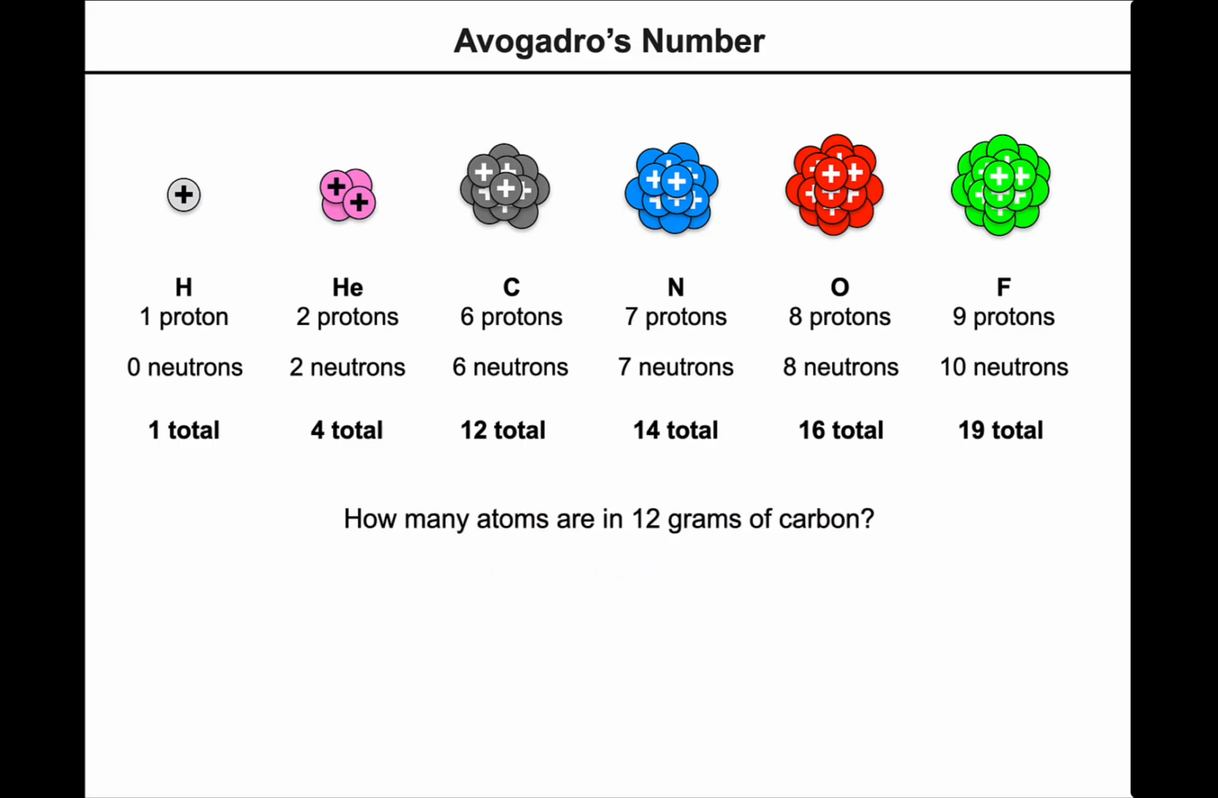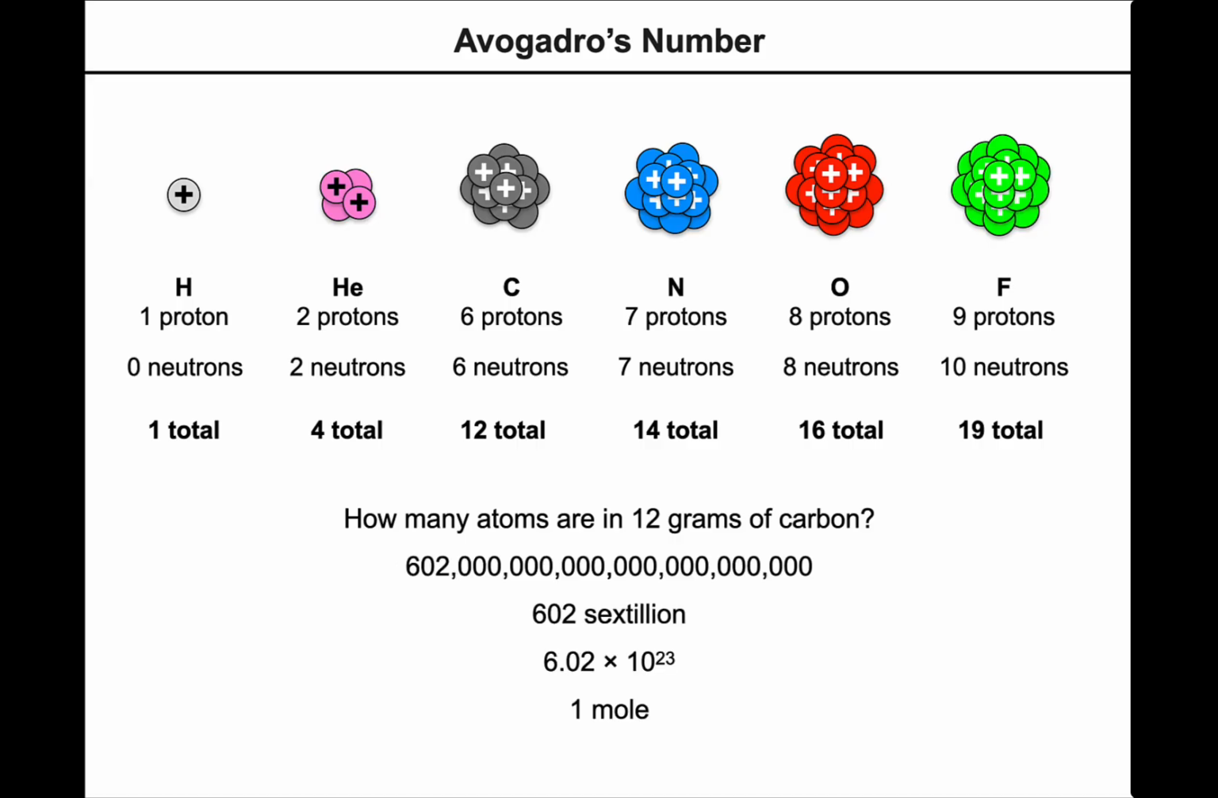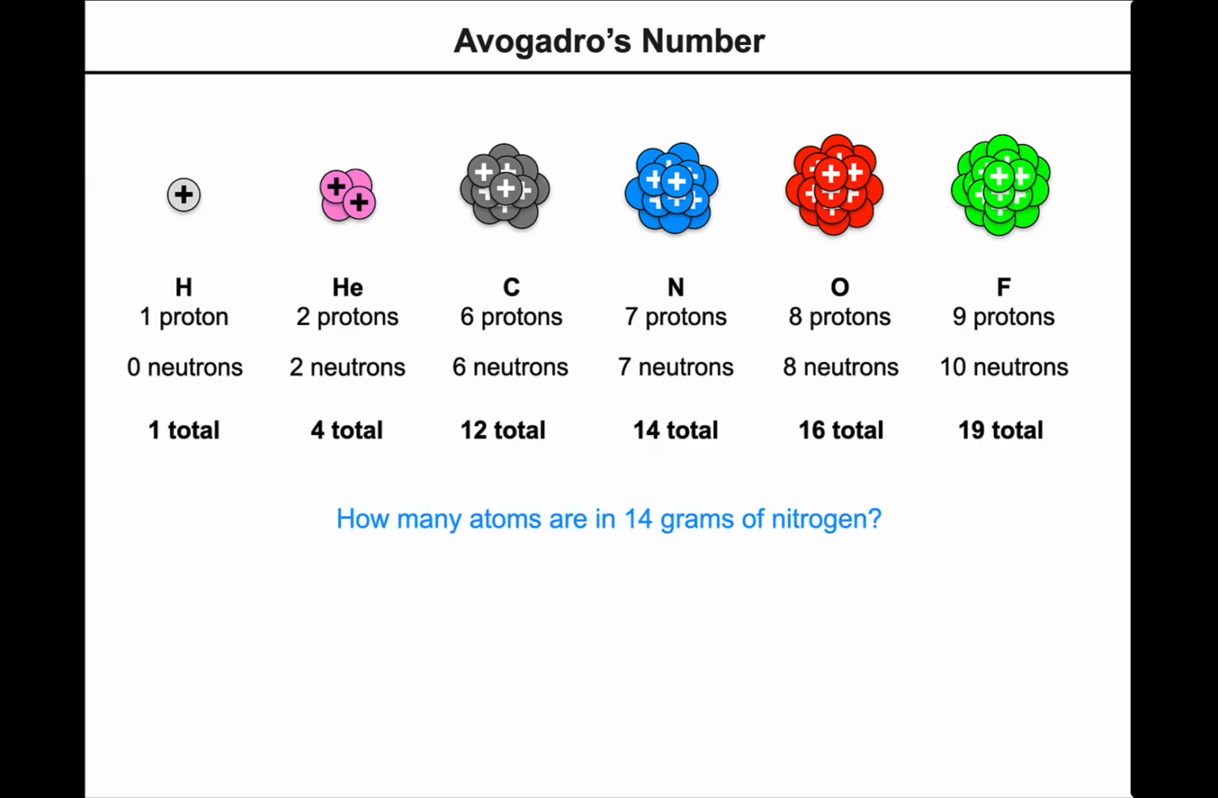What if I weighed out 12 grams of carbon? Well, because carbon weighs 12 times as much as hydrogen, a mole of it must also weigh 12 times as much. So 12 grams of carbon is a mole. What about 14 grams of nitrogen? How many atoms of nitrogen is that? Well, that's also a mole. What about 16 grams of oxygen? Well, 16 grams of oxygen is 16 times more than the 1 gram of the mole of hydrogen, right? So this is also a mole of oxygen.